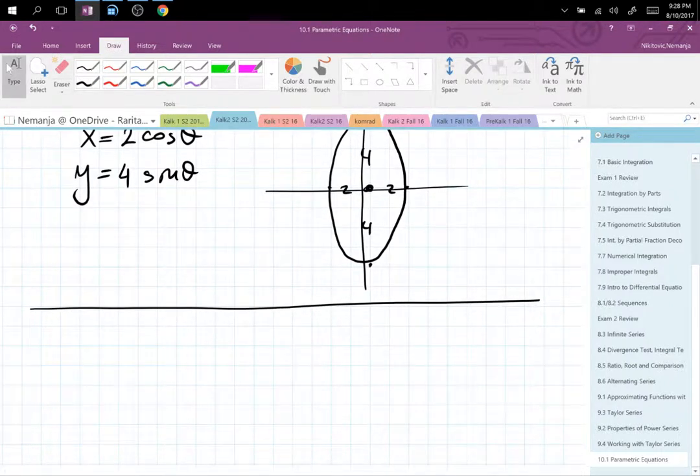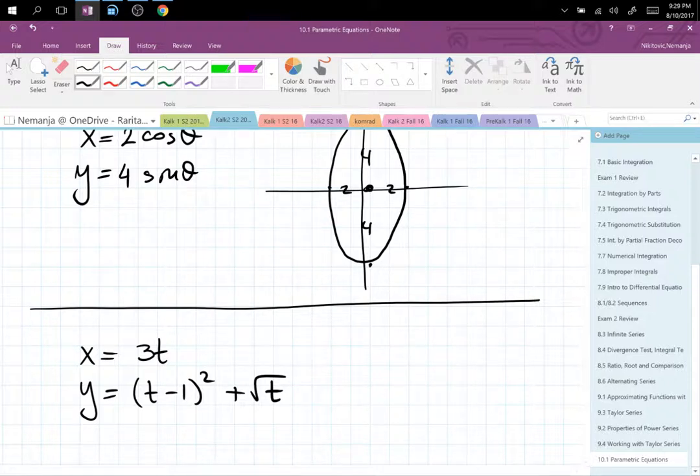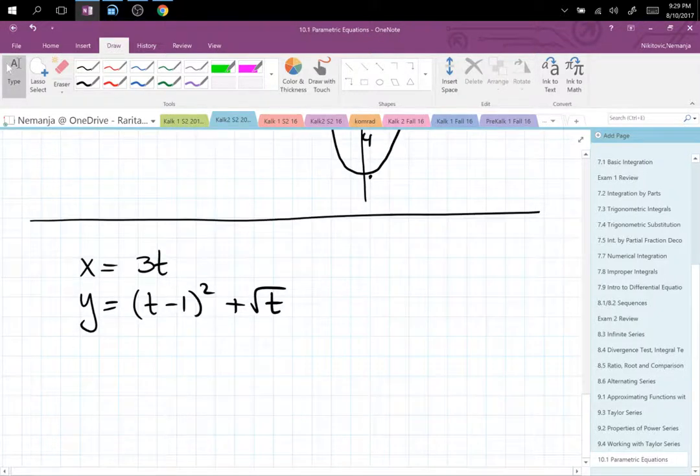So let's say that you have x equals 3t and y equals (t minus 1) squared plus the square root of t. What is the equation that we have? So this is a parametric set. What is the xy equation when you combine them? So where would you start? I would start with dividing by 3, x divided by 3 equals t, and replace all the t's with x over 3. Good. So we are first going to solve for the parameter in one of the two equations.